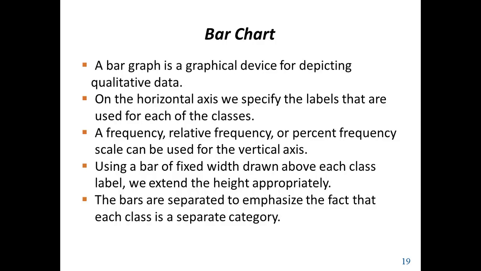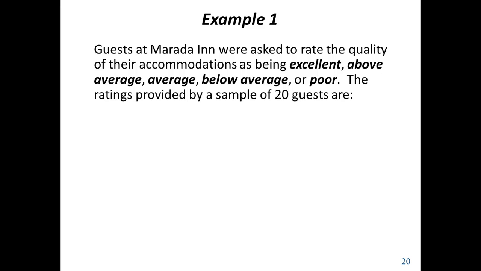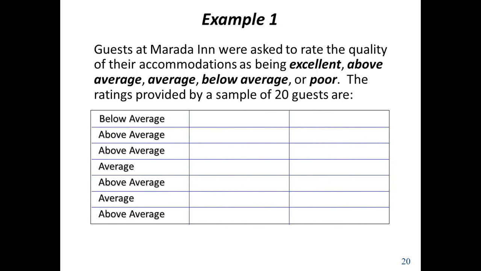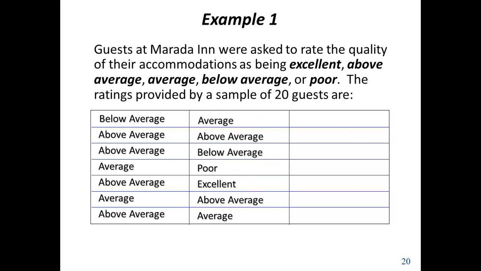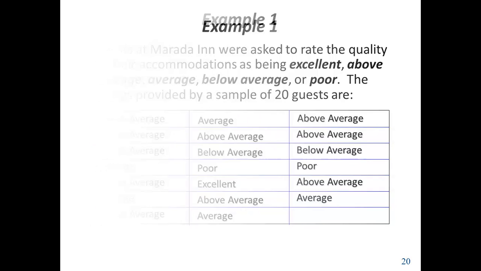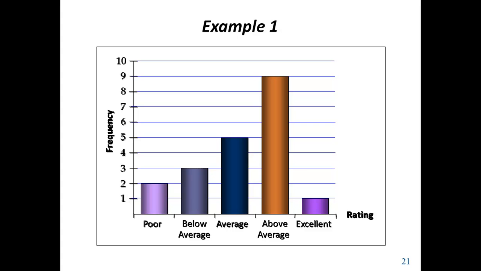The bar chart is similar to the histogram. There are two main differences. The first one is that we use it for qualitative data, and the second is that the bars are separated. This is one example where we have 20 guests in a hotel, and how they rated the hotel, and this is going to be the bar chart for this problem. As you can see, the hotel got only one excellent review, a lot, actually 9, above average, and then a few were below average, 3 below average and 2 poor.